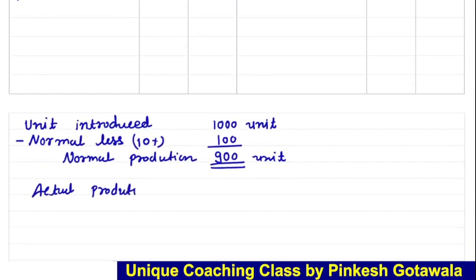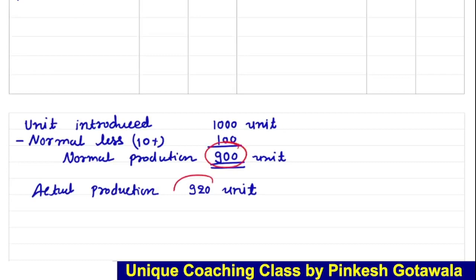The actual production is 920 units. So now you can think practically. Remember there is also a formula for abnormal gain and abnormal loss, but don't think on the basis of the formula, think practically. How much normal production should there be? 900 units, right?